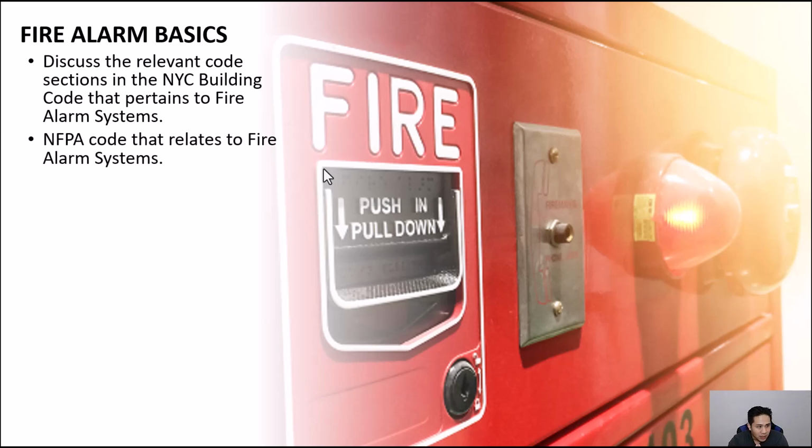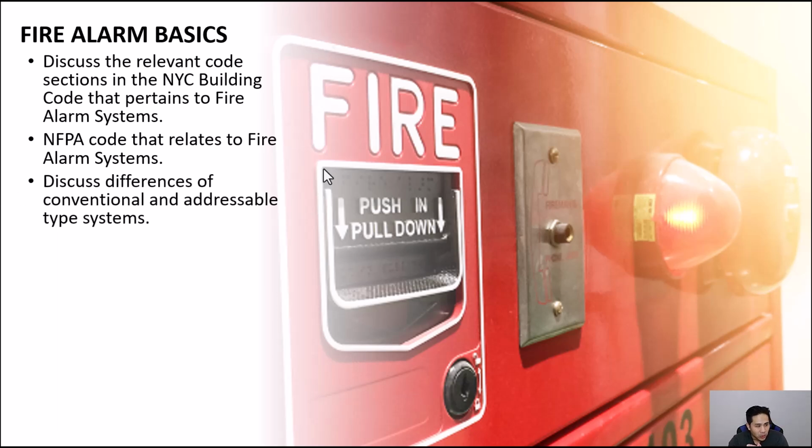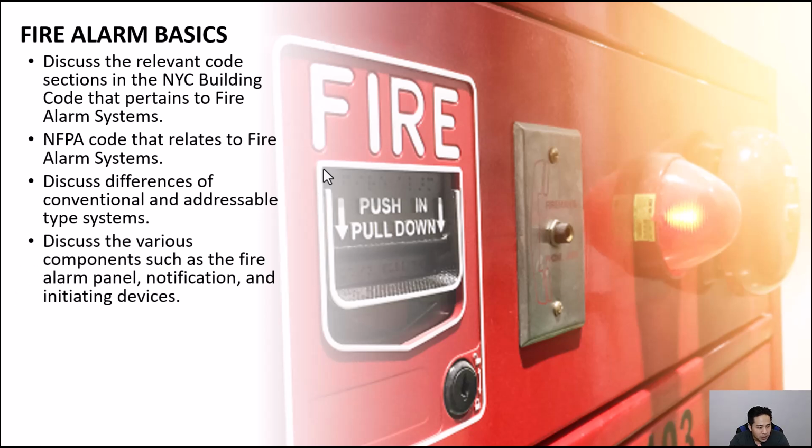And the NFPA code that relates to fire alarm systems, so we'll discuss what those NFPA codes are. Then we will discuss differences of conventional and addressable type fire alarm systems. Then we'll discuss the various components such as the fire alarm panel, notification devices, and initiating devices. So we'll go over these basic ideas in the fire alarm system.